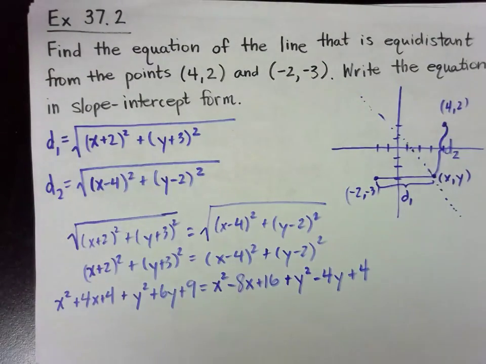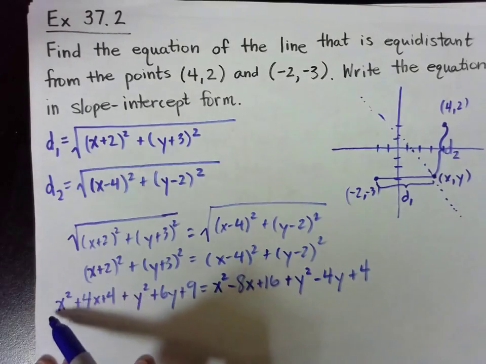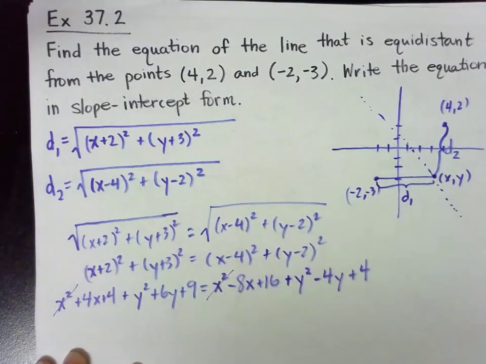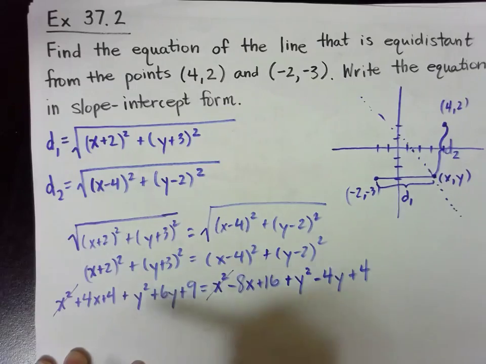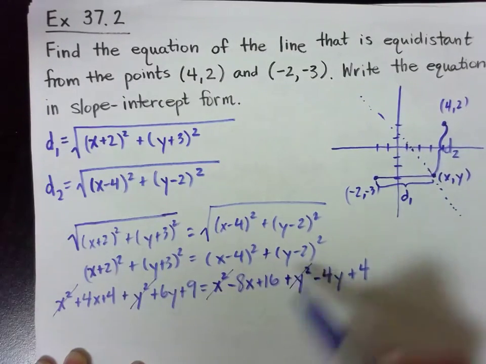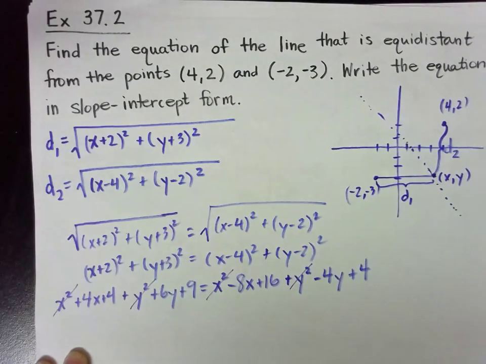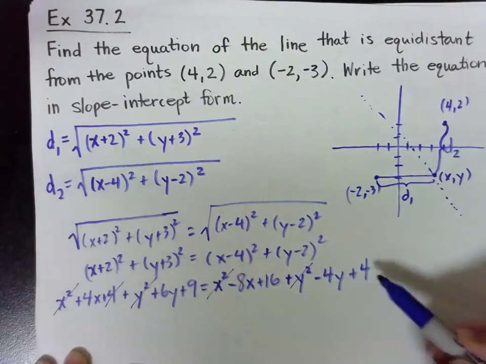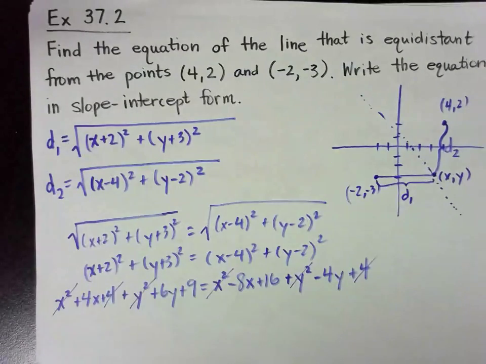Okay, so if we subtract x squared from both sides, those will go away. If we subtract y squared from both sides, those will go away. If we subtract 4 from both sides, those will go away. I don't have to deal with those anymore.